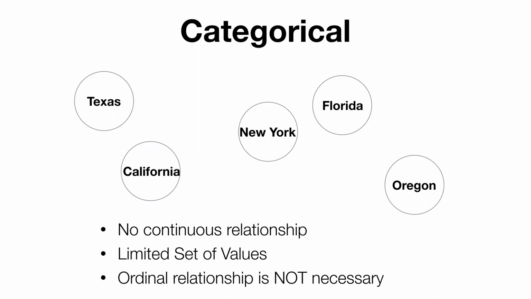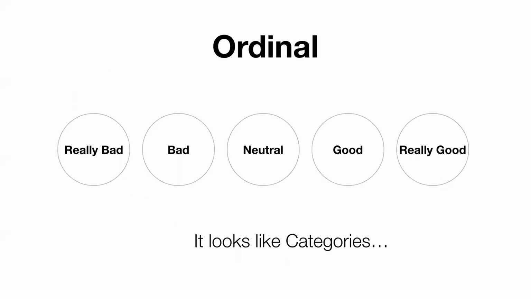And there's no ordinal relationship in this categorical data. For example, by looking at just Texas and California, there's no way to see that Texas is higher or California is lower. You might be able to say it based on the population or some other numerical values, but this text or character data itself doesn't give us any ordinal information. But in the world, there are certain things that look like categories, like really bad, bad, neutral, good, really good. These are typical answers to survey questions.